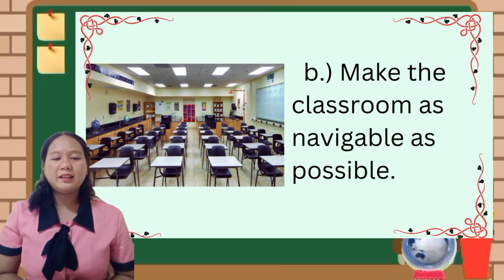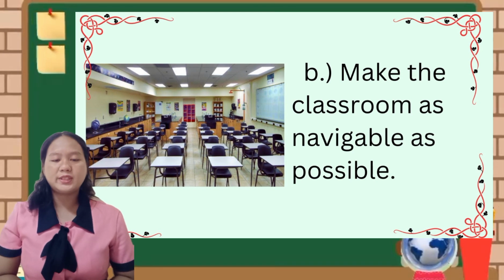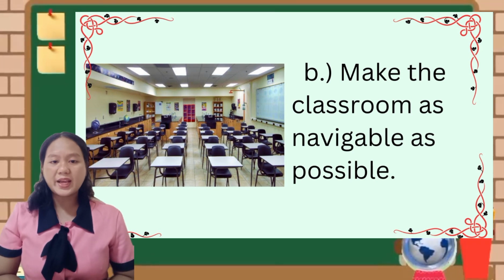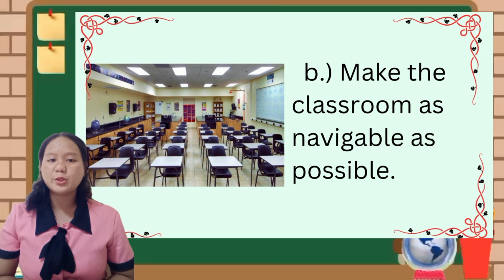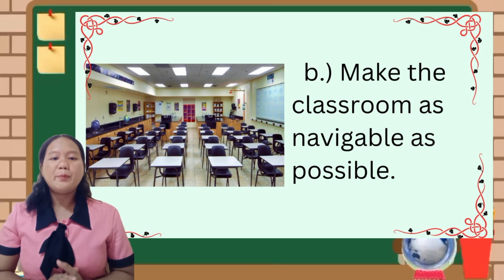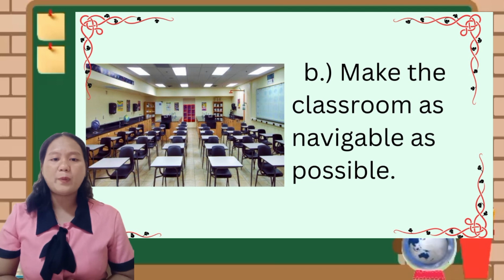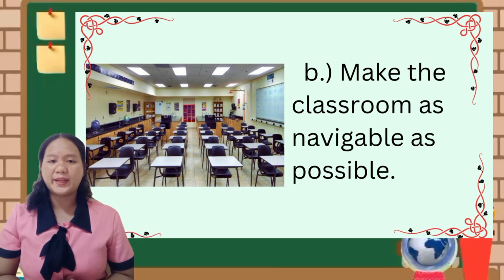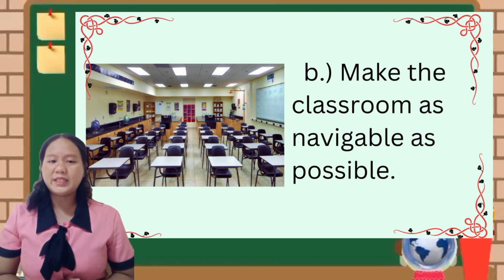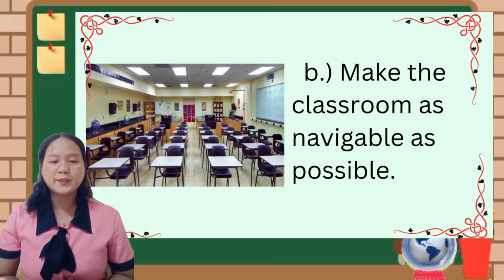B. Make the classroom as navigable as possible. Some students with cerebral palsy use braces, crutches, or wheelchairs to get around. If this is the case for your student, make sure they can access all parts of the classroom as independently as possible. If needed, provide extra time to navigate between activities and areas of the class or school.